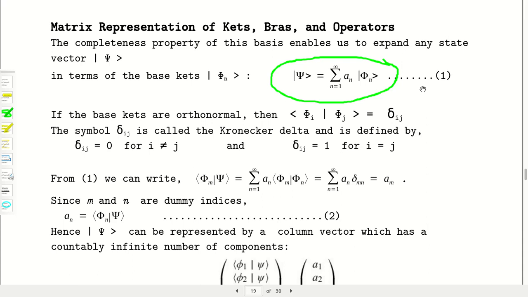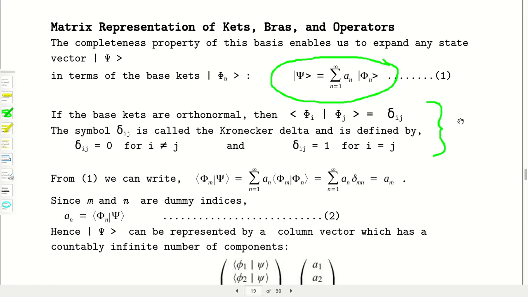So first of all we will find out the coefficients a n. Now the basis kets, that is the phi n's, are orthonormal to each other. Orthonormal means <phi i|phi j> is equal to delta ij. That means if i and j are equal, then it will be 1, and if i and j are not equal to each other, then the result should be 0. This is the well known condition of orthonormality of the wave functions.